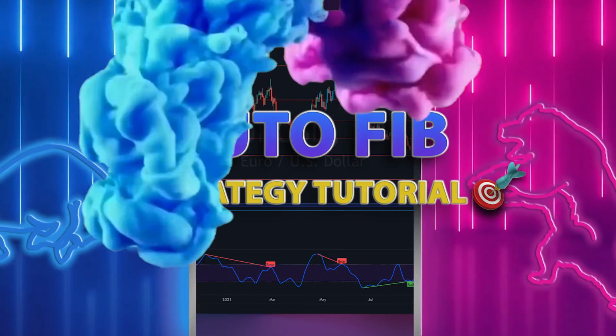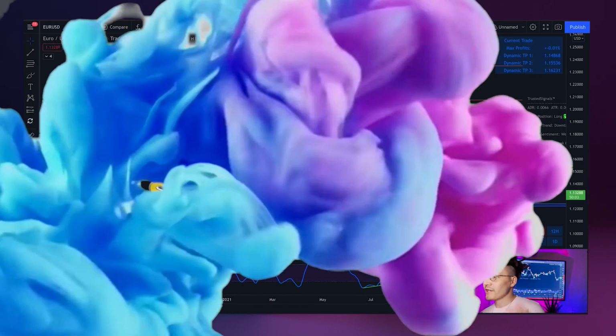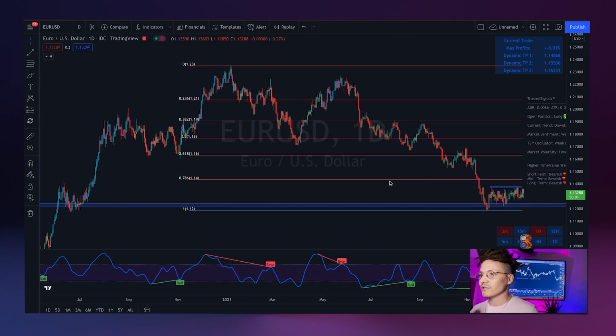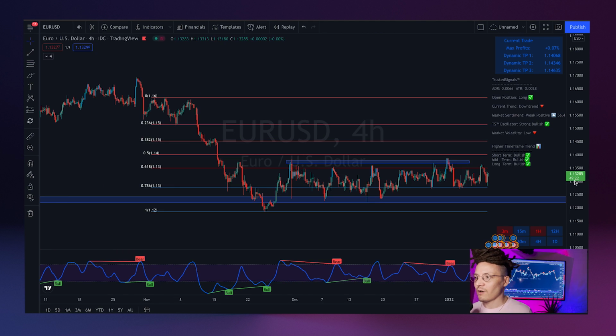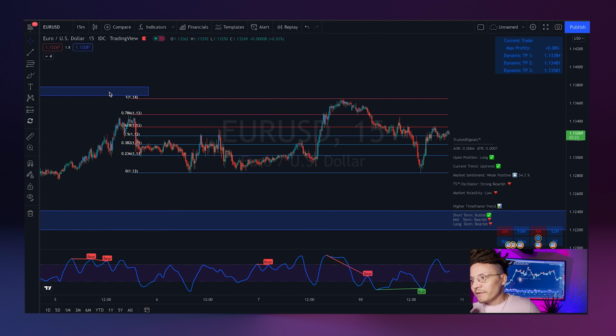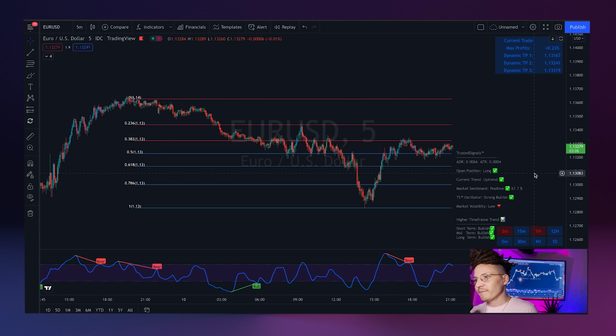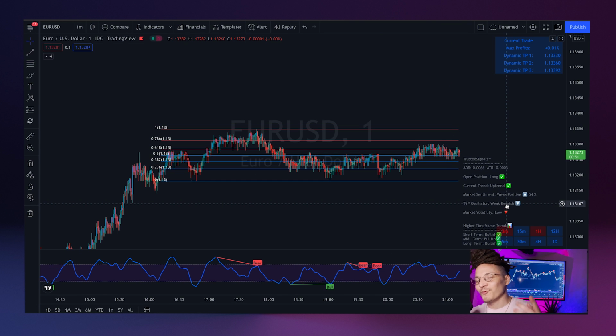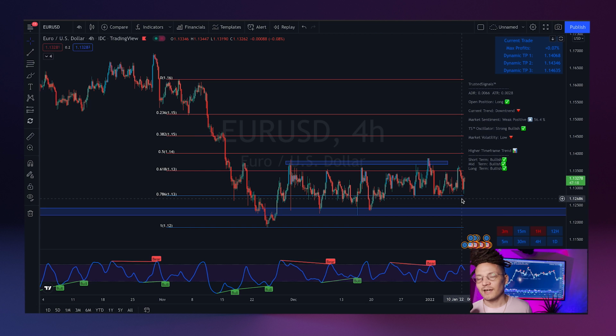Auto Fibonacci with Trusted Signals. All right, so here we have Trusted Signals pulled up with the auto fib. And the auto fib works with all time frames. I have it on the daily right now, but you could see on the 4 hour, it's also going to work the 1 hour, the 30 minute, the 15 minute, the 5 minute, all the way down to the 1 minute. But for this example, I'm going to show you guys on the 4 hour.